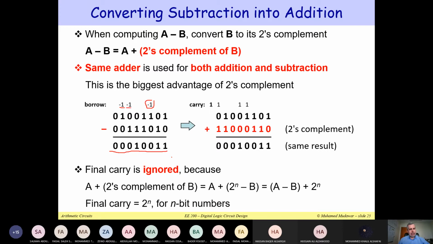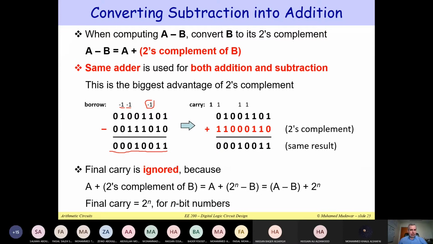Why not use the same adder for doing addition and subtraction? So I can convert subtraction into addition of the 2's complement. Look at this number, take its 2's complement, and then add it. So basically use the same adder in the hardware but take the 2's complement. Now we know that the 2's complement is the 1's complement plus 1. I will show you how we can implement this in the hardware in a minute. So this is the 2's complement.